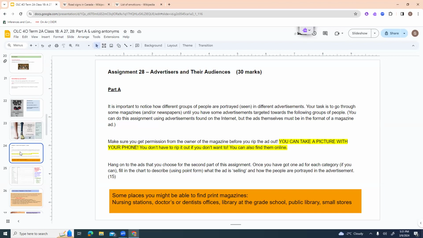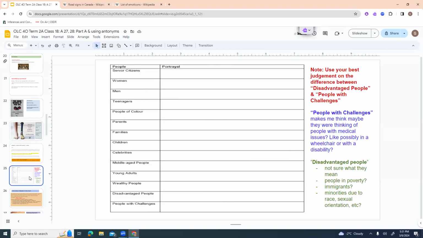If you are looking for specifically print magazines, nursing stations, doctor's office, dentist's office, library at the grade school, public library, small stores, those are all places you can get magazines. Sadly, you cannot get magazines in Sioux Lookout anymore, which causes me a great deal of grief, but oh well.